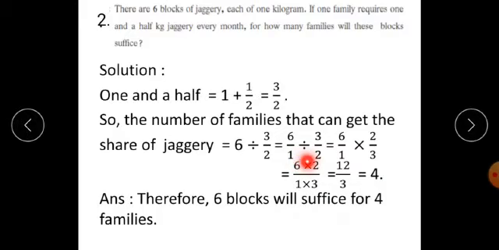That is 6 upon 1 divided by 3 upon 2. Here it is possible for us to convert the division into multiplication. Therefore 6 upon 1 into 2 upon 3; we have taken the reciprocal of the second fraction. Now 6 into 2 upon 1 into 3 is equal to 12 upon 3, which is equal to 4. Therefore we get the answer: 6 blocks will suffice for 4 families.